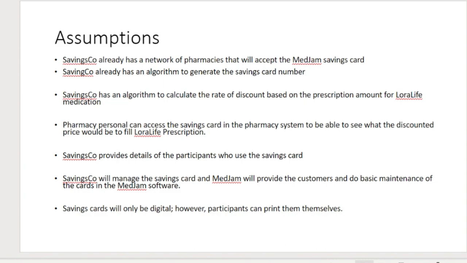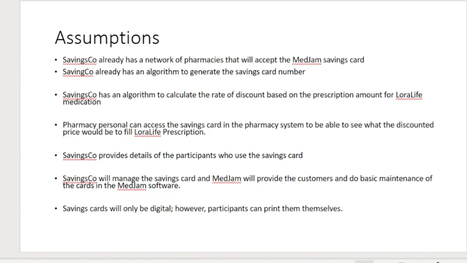There has to be some network that will enable the persons who participate with a savings card to be able to redeem it. If they are restricted to just a few limited pharmacies, it might reduce the adoption even further, which would not be a good thing for us. So Savings Co already has an algorithm to generate the savings card number.